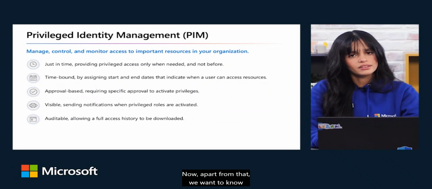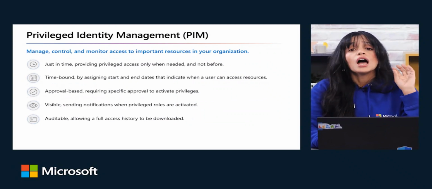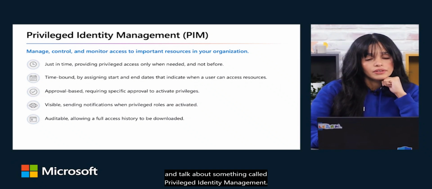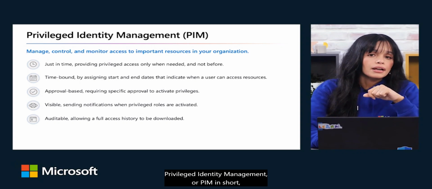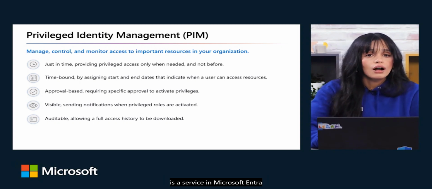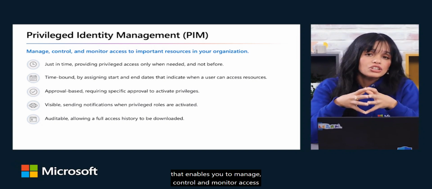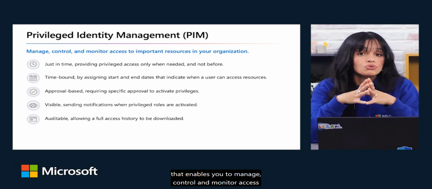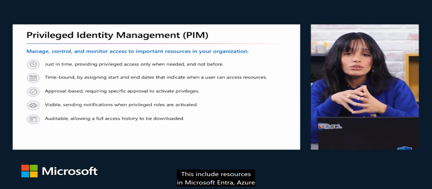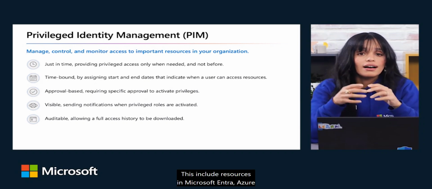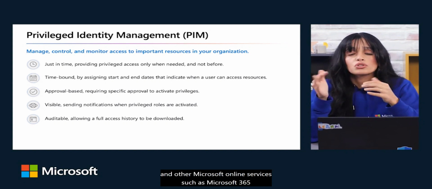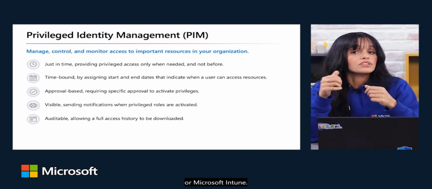Now, apart from that, we want to talk about something called Privileged Identity Management. Privileged Identity Management, or PIM in short, is a service in Microsoft Entra that enables you to manage, control, and monitor access to important resources in your organization. These include resources in Microsoft Entra, Azure, and other Microsoft Online services such as Microsoft 365 or Microsoft Intune.